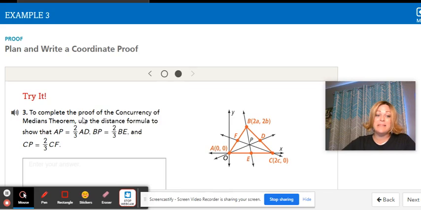It says, to complete this proof of the median theorem, use the distance formula to show that AP, remember AP, that distance is 2/3 of AD. So you're going to actually have to do that math again. You're going to have to show the length of AD times 2/3 is AP. And check that solution once you do that.